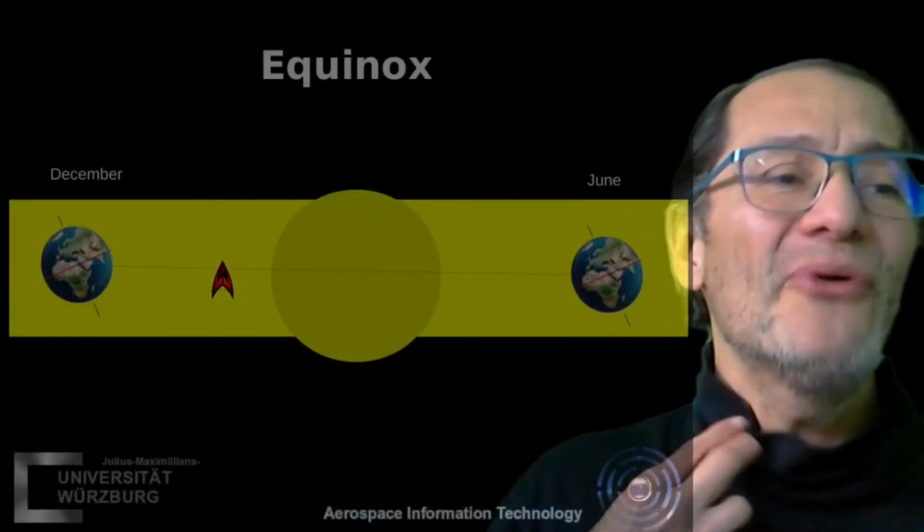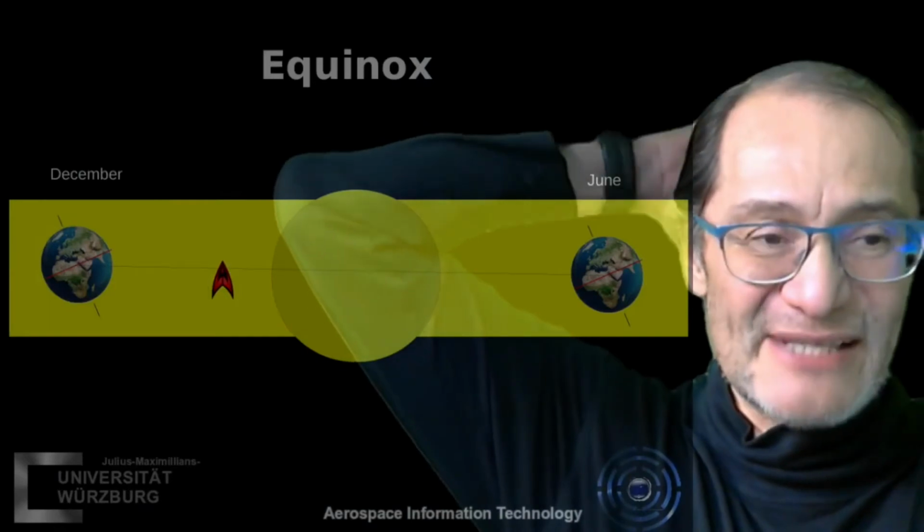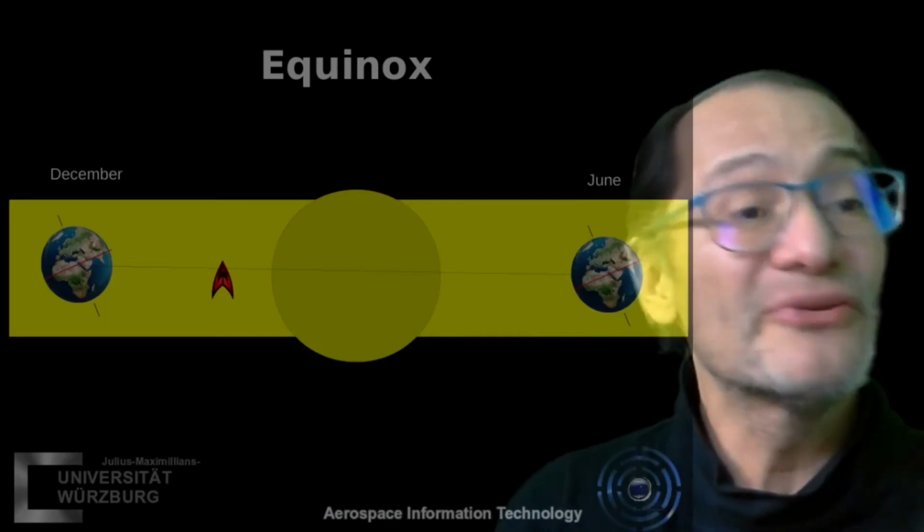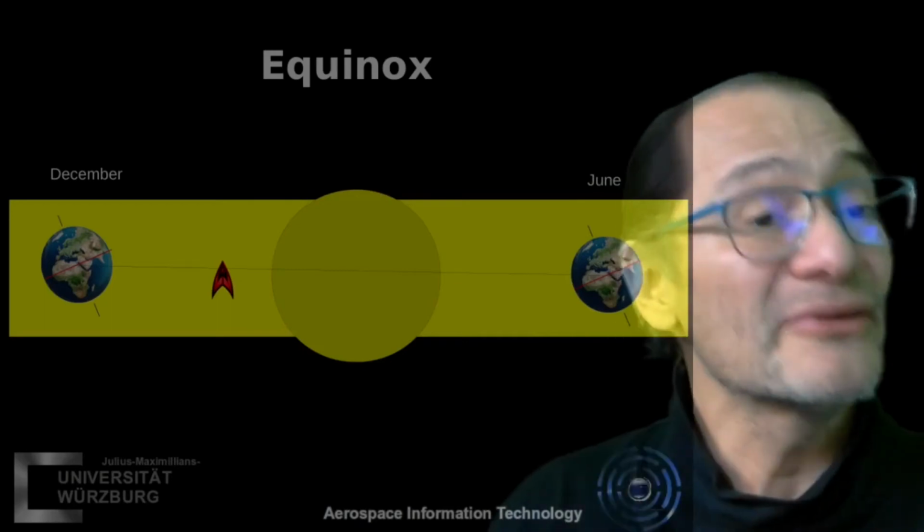Okay, and now another definition, coordinate systems around the Earth. I said before, we have a coordinate system which is moving together with the Earth, but it's not rotating together with the Earth.